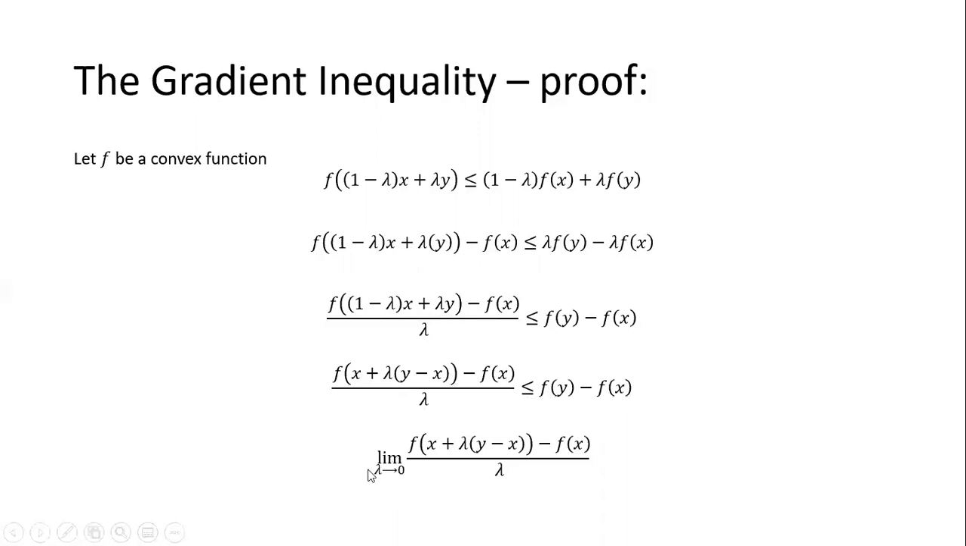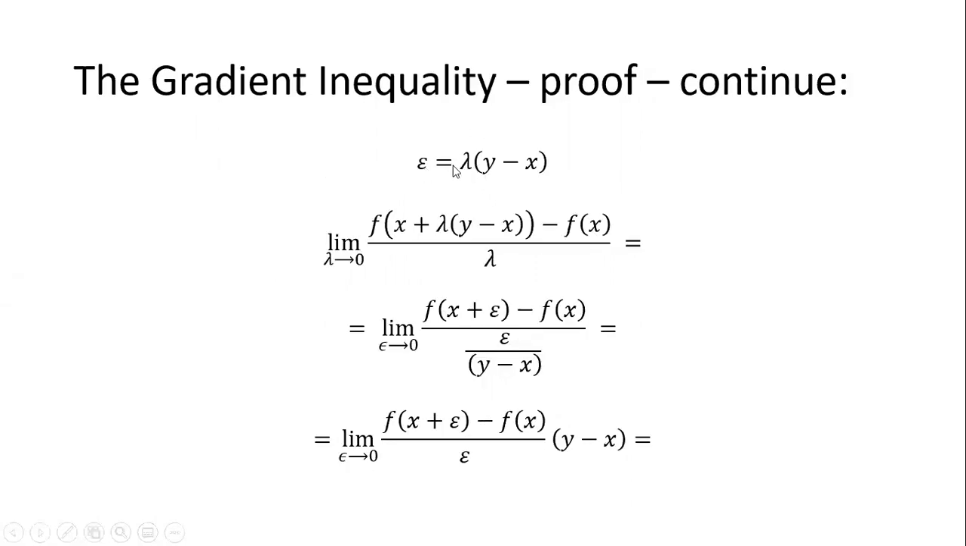We'll take the limit when lambda is going to 0, and we will mark epsilon to be lambda multiplied by (y minus x). So our limit will now look like this. When lambda is going to 0, epsilon is also going to 0. So now (f(x plus epsilon) minus f(x)) divided by epsilon, divided by (y minus x). Because here we can move (y minus x) to the other side of the expression and we get this one.